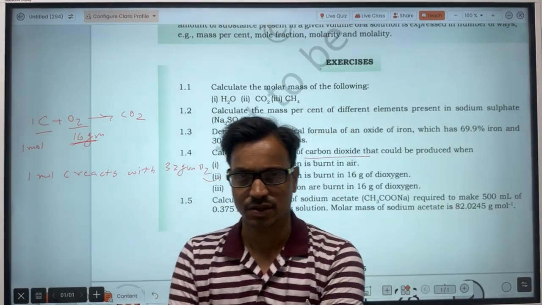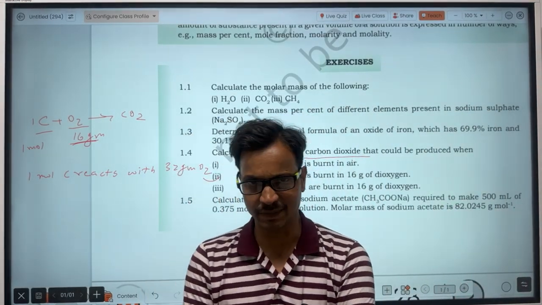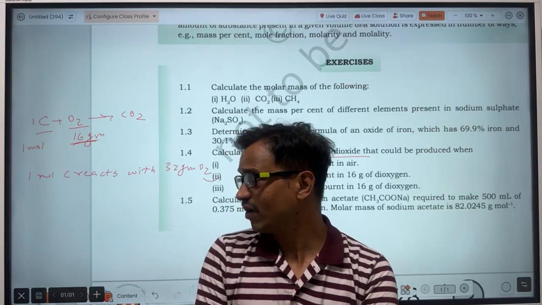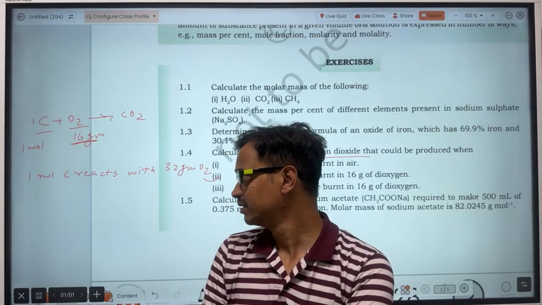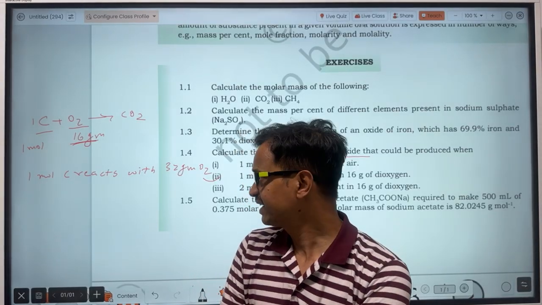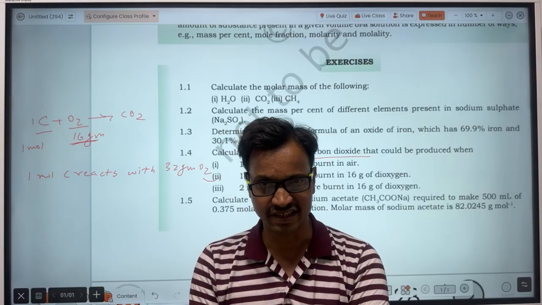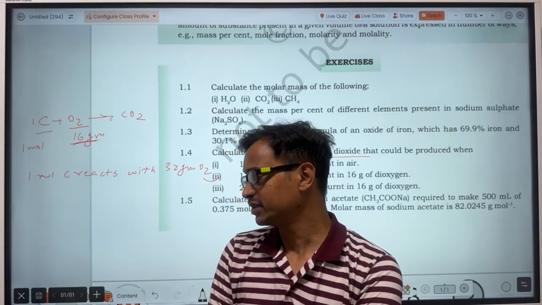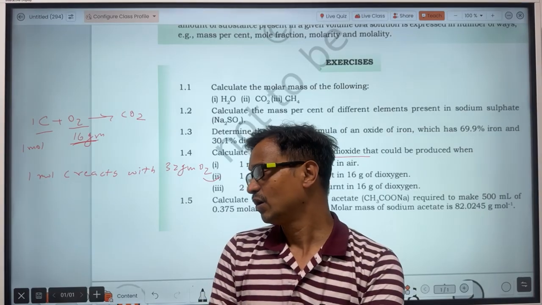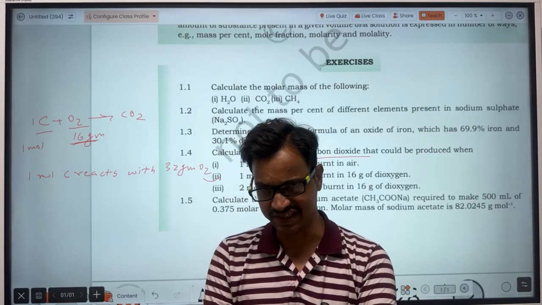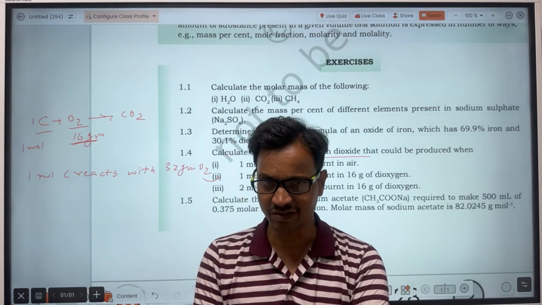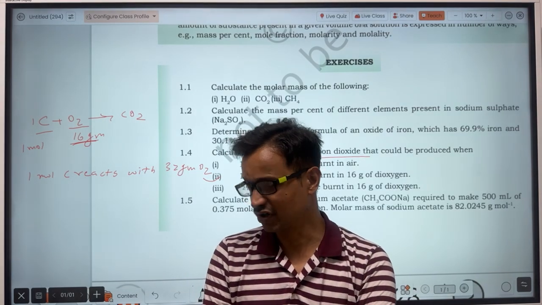During this reaction, 1 mole of carbon reacts with 32 gram of oxygen, but the amount of carbon available is 1 mole and that of oxygen is 16 gram. Since 32 gram of oxygen is not available, oxygen will be the limiting reagent. And how much CO2 will be produced will depend on the amount of oxygen.